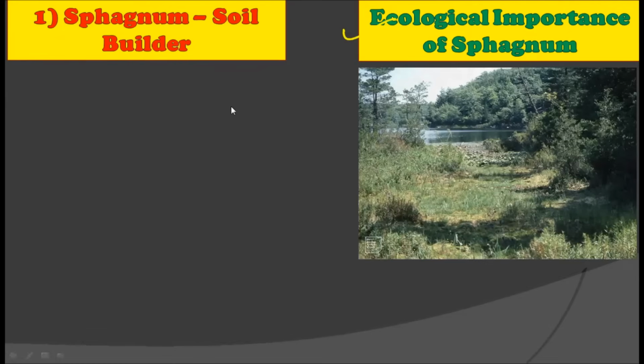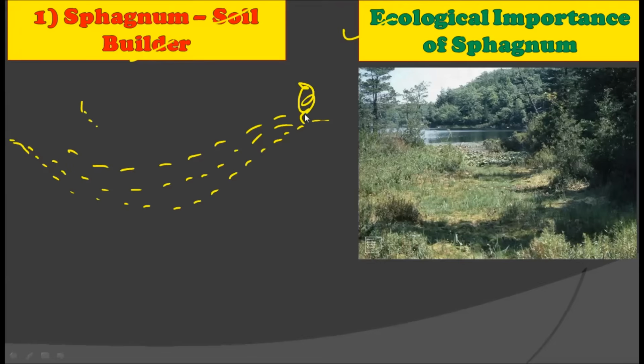Now let us see the ecological importance of the sphagnum. The very first ecological importance of the sphagnum is that they are soil builders. This we have discussed earlier, but again we are repeating this. Most of the sphagnums grow around the water. As you know, such conditions can be found near ponds, and around these ponds, mostly these sphagnum species grow. Now, what happens over time? These sphagnum species tend to shed their plant parts into the pond, and these plant parts are regularly deposited into the pond.